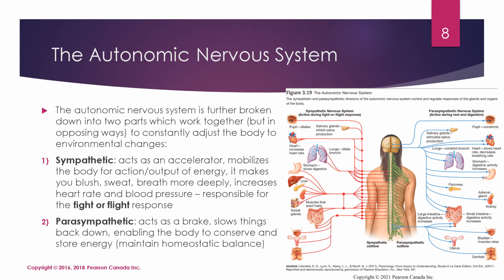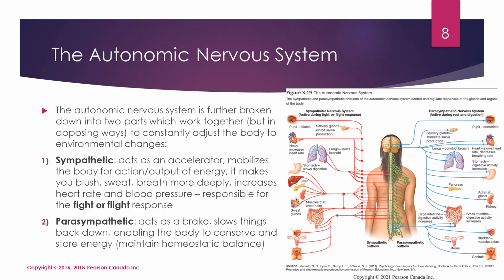So the autonomic nervous system is further broken down into two parts which work together, but in opposing ways, to constantly adjust the body to environmental changes. So we have what's called the sympathetic nervous system, which acts as an accelerator. It mobilizes the body, prepares it for action or the output of energy. It makes you blush, sweat, breathe more deeply, increases your heart rate and your blood pressure, and is responsible for what is known as the fight or flight response. So when you are in a threatening situation, we usually either choose to confront the threat, so the fight, or we choose to run away from the threat, so the flight response.